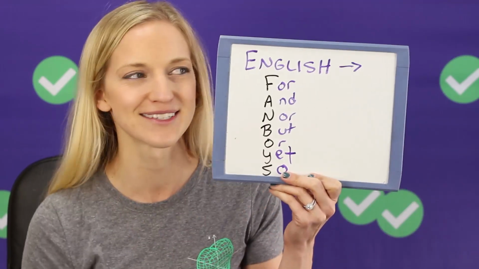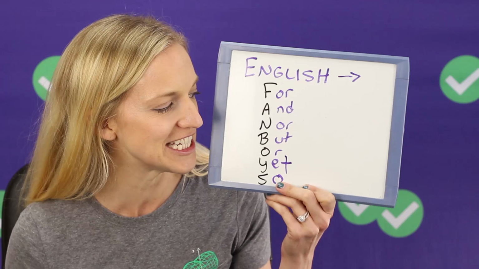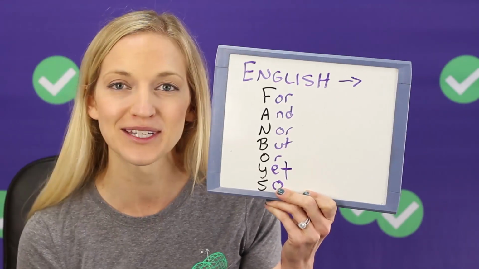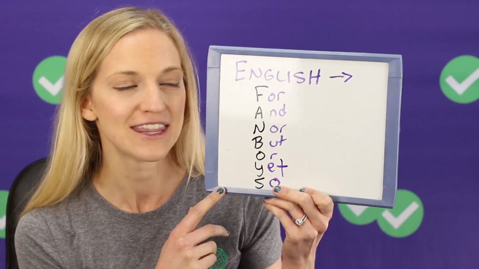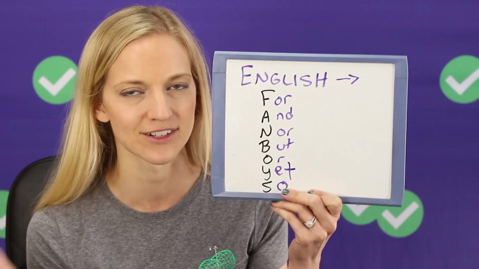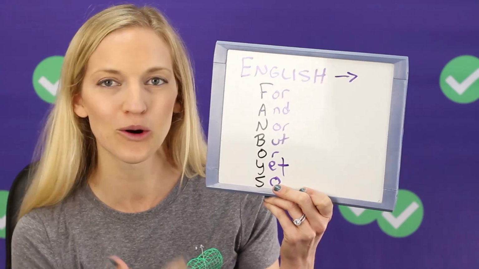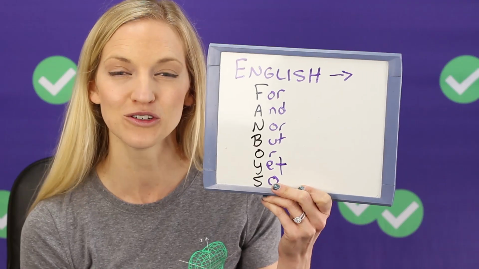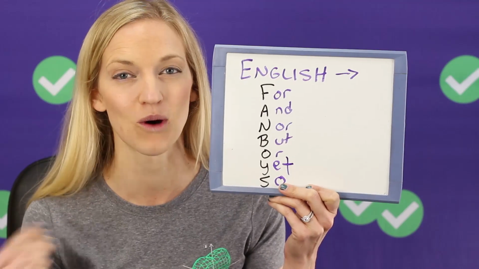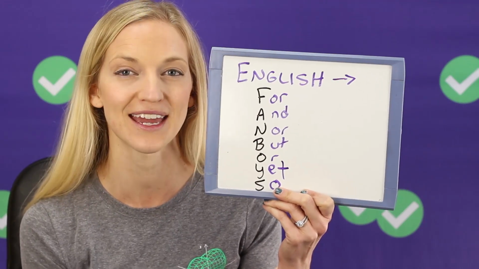The FANBOYS, this is my English ACT test hack. FANBOYS is an acronym that helps you remember the 7 coordinating conjunctions. I've talked about them before in other videos, but the coordinating conjunctions are the only ones that you can use to create compound sentences. Now, why is this important to remember for the ACT?